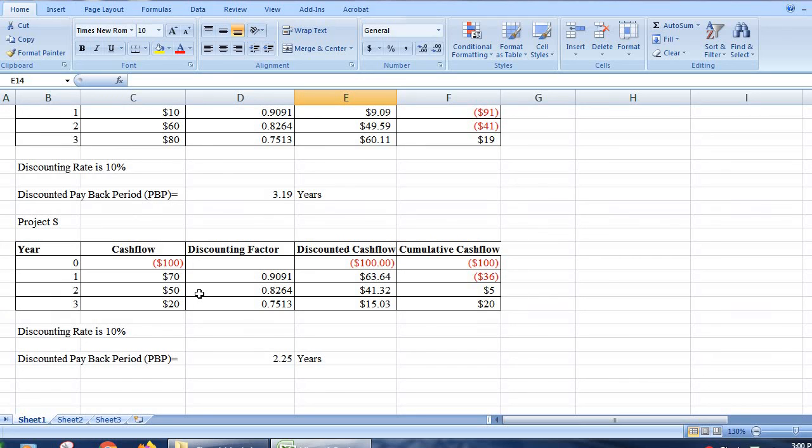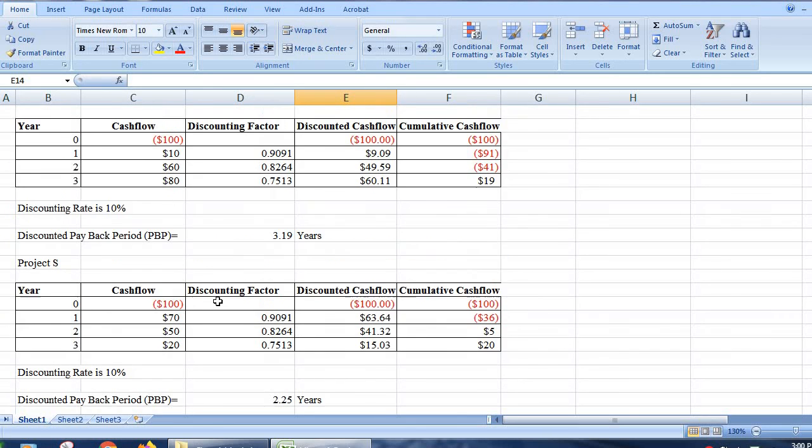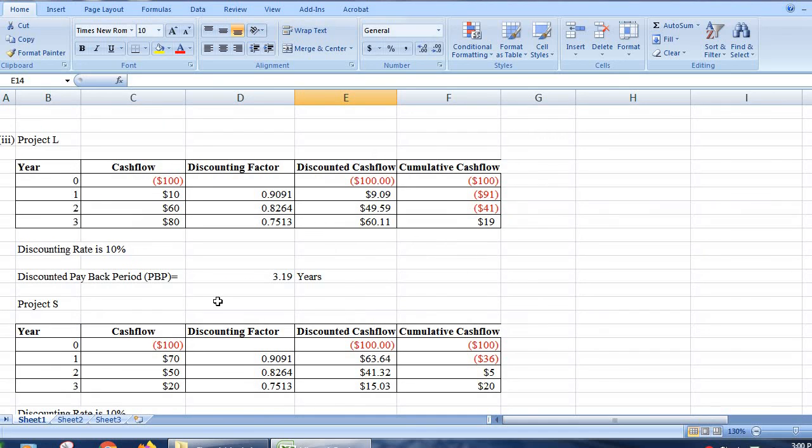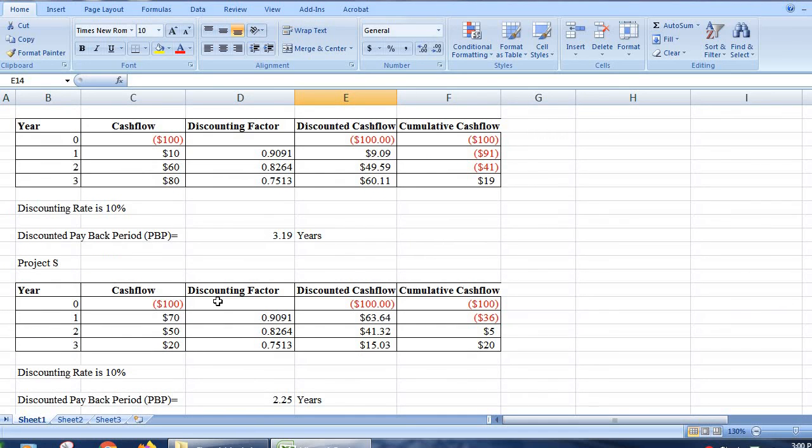And both projects are accepted. The discounted payback of project S is less than project L, so both projects are accepted.